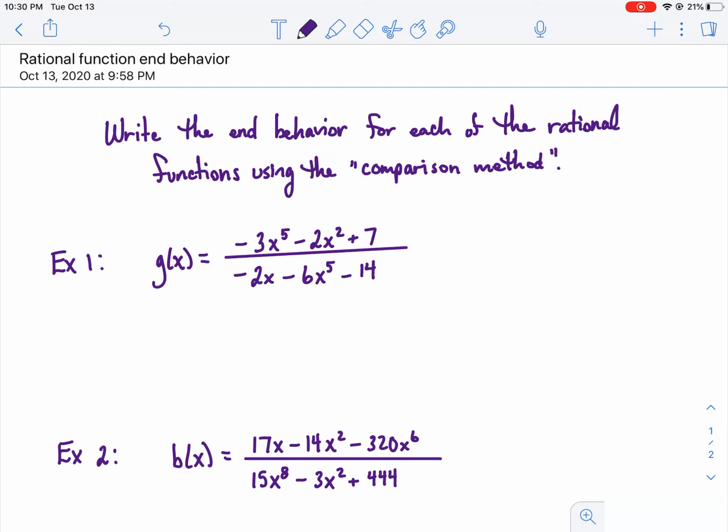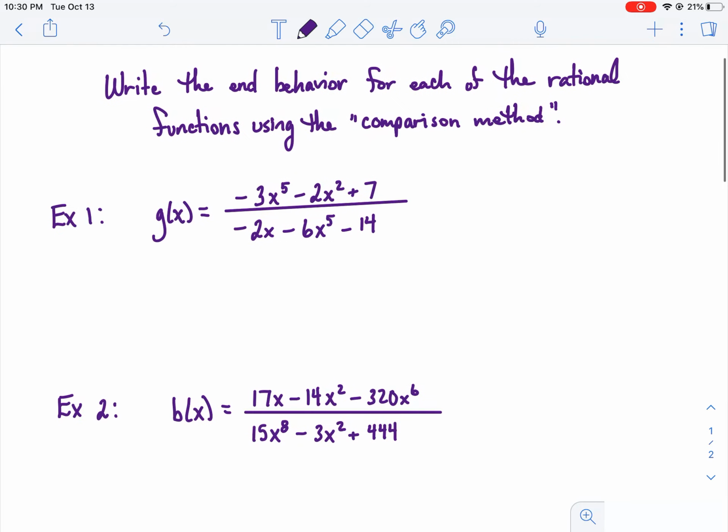What that means is we're just going to compare the degree of the top to the degree of the bottom. Remember that our new definition of a rational function is that it's a polynomial divided by a polynomial. So when I look at this new function g of x, this top function is a polynomial and the bottom function is also a polynomial. So as a whole, this would be considered a rational function.